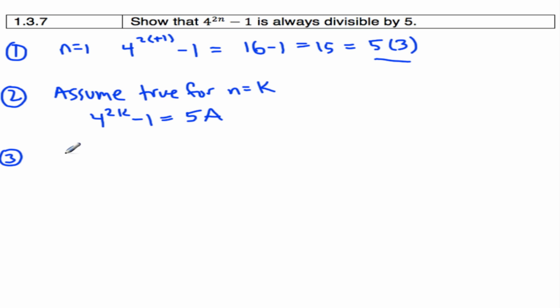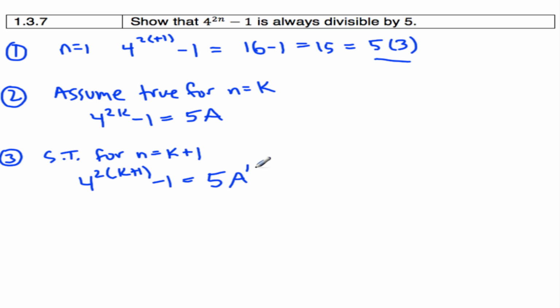Step number 3 is to show true for n equals k plus 1. So now this says that 4 to the 2 times k plus 1 minus 1 is also going to be 5 times some number. We'll call it 5a prime. Now our goal is to show that this is true, and I'll make sure that we've established that. So this is our goal, and this is always our substitution.